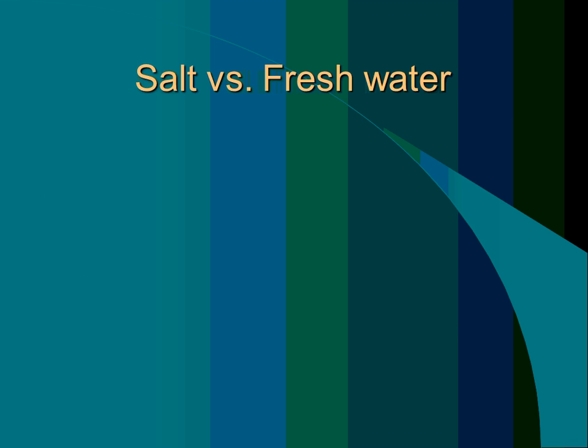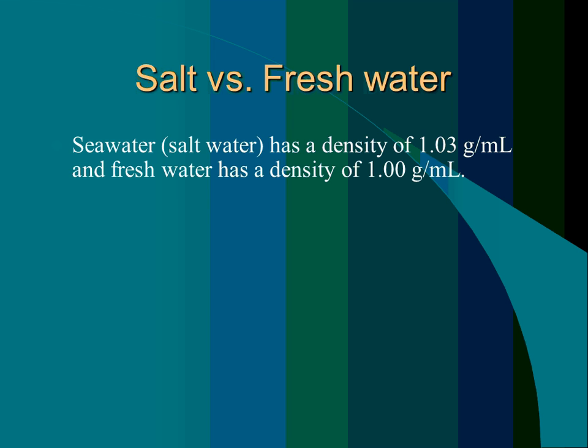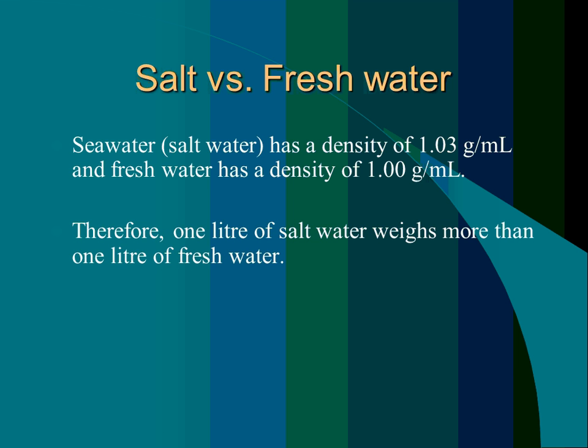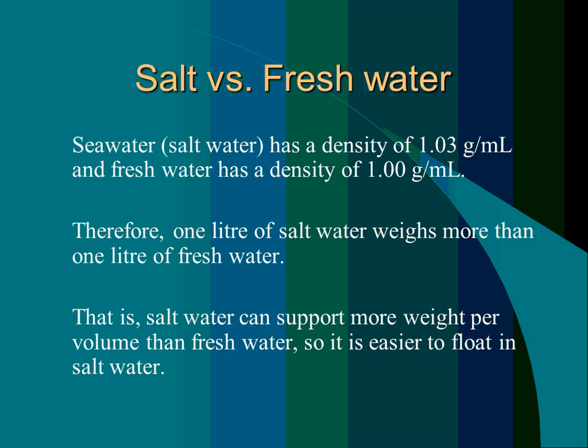Salt versus fresh water. Seawater, or salt water, has a density of 1.03 grams per milliliter. Fresh water has a density of 1 gram per milliliter. Therefore, 1 liter of salt water weighs more than 1 liter of fresh water. That is, salt water can support more weight per volume than fresh water, so it's easier to float in salt water.